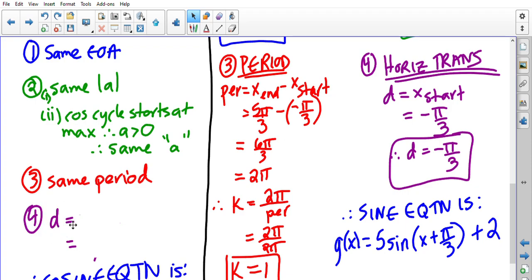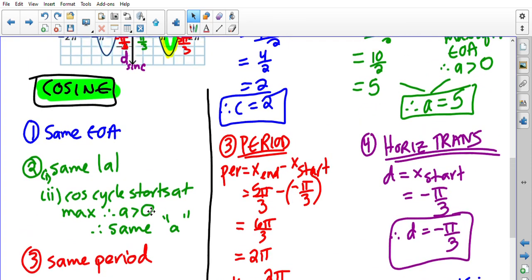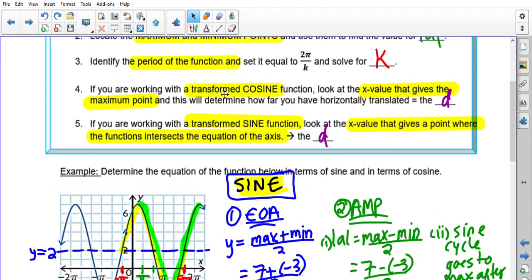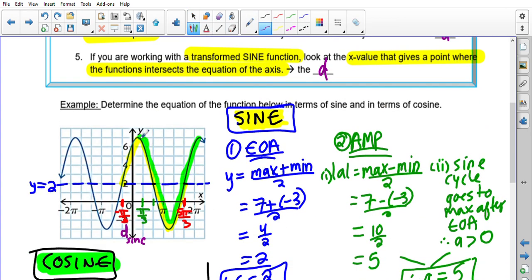The one thing that will for sure be different is the d value. So for a transformed cos function, you want to look at the x value that gives the maximum point, again maximum if you're assuming it hasn't been reflected, to determine the d value. So let's find that here. So this is the d value right here for cos. So we have to figure out what that is. Okay, so this I'm going to write as d of cos.